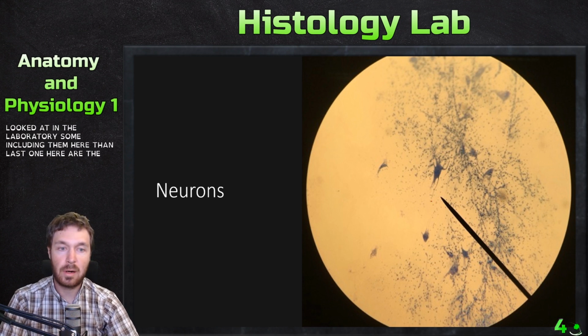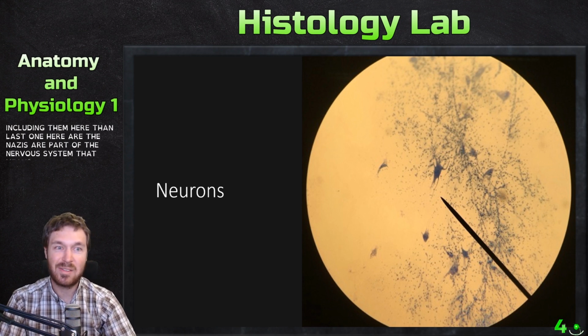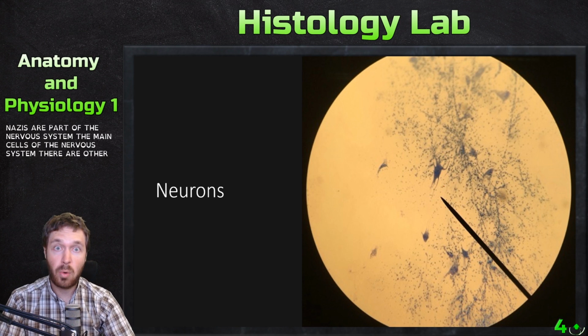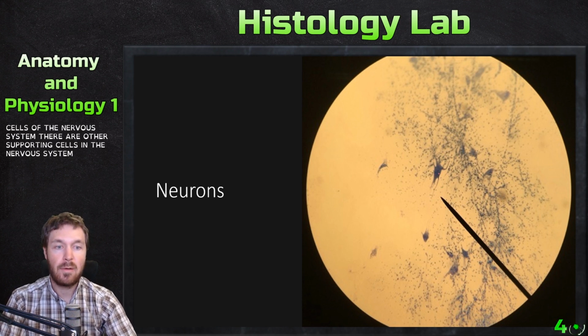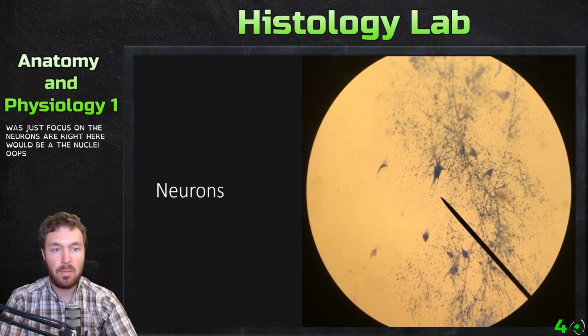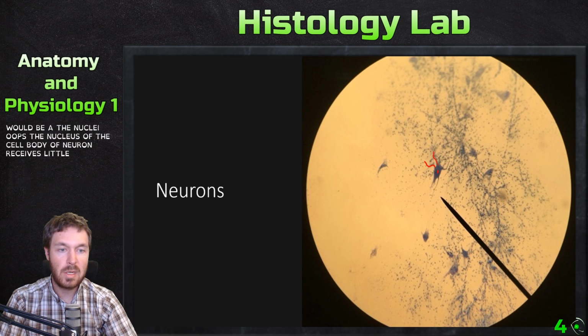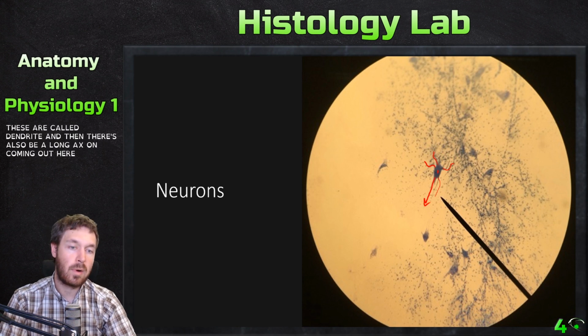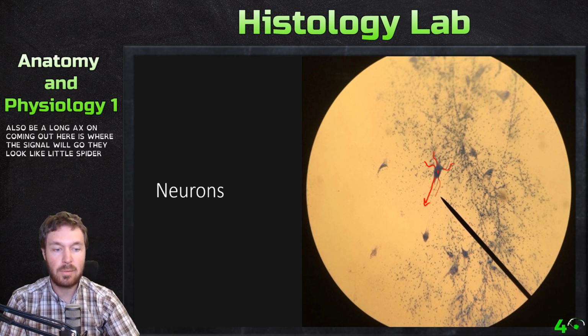Then the last one here are the neurons. These are part of the nervous system, the main cells of the nervous system. There are other supporting cells in the nervous system, but here is just focus on the neurons. So right here would be the nucleus of this cell body of the neuron. We see these little appendages coming out. These are called dendrites. And then there's also a long axon coming out. Here is where the signal will go. They look like little spider-shaped cells almost.